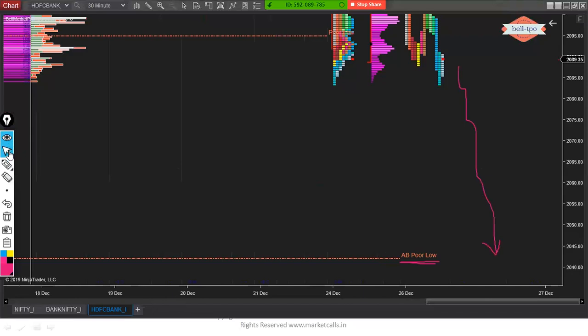Fading the AB poor low is one of the strategies we follow, but we don't try to fade poor highs or poor lows. Generally, poor high, poor low itself gets faded, but not all the poor highs, poor lows. But most of the AB poor highs, most of the AB poor lows get faded, and that is one of our trading strategies. I like to play Nifty, Bank Nifty poor highs, poor lows. I also like to fade AB poor highs or poor lows when it comes to Nifty 50 instruments, right?